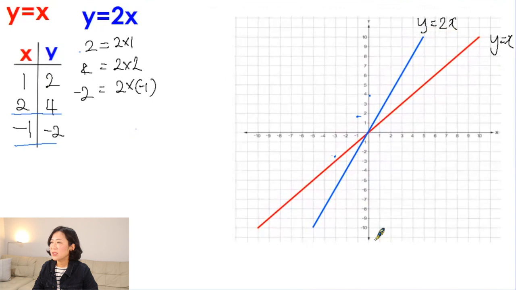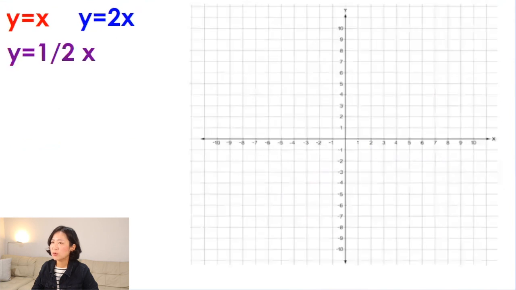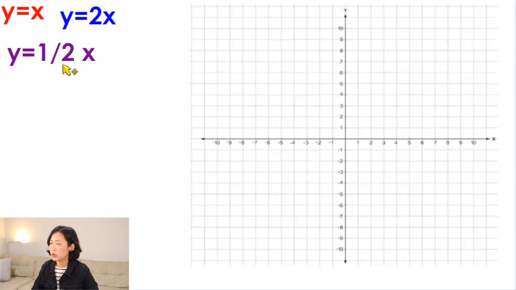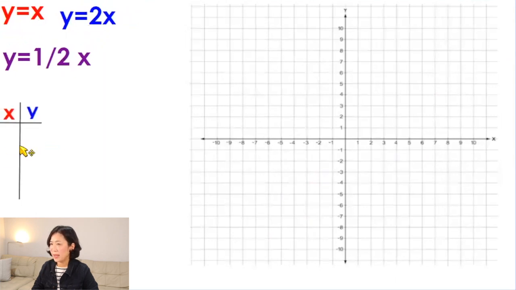So how are they different? What's the difference between these two graphs? So as you can see, the blue graph y equal 2x is a bit steeper than the y equal x graph, right? Then since we know y equal x and y equal 2x, let's draw the y equal half x graph. That means your y is always half of x, right?